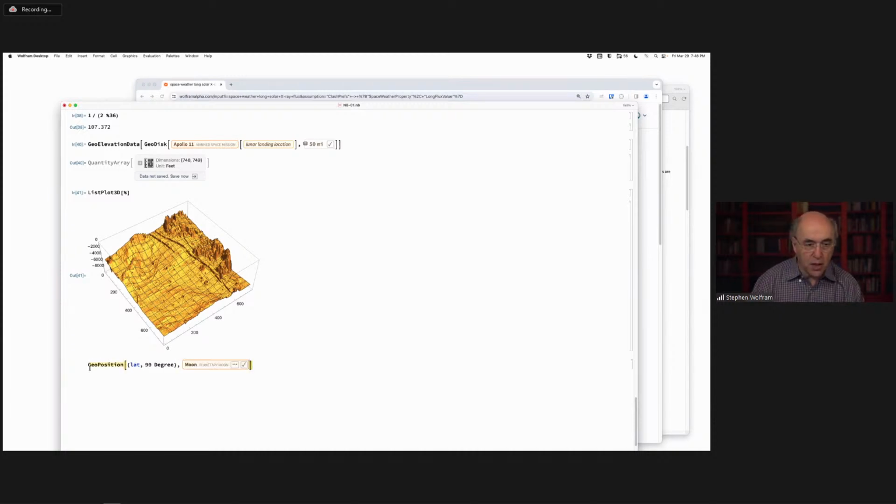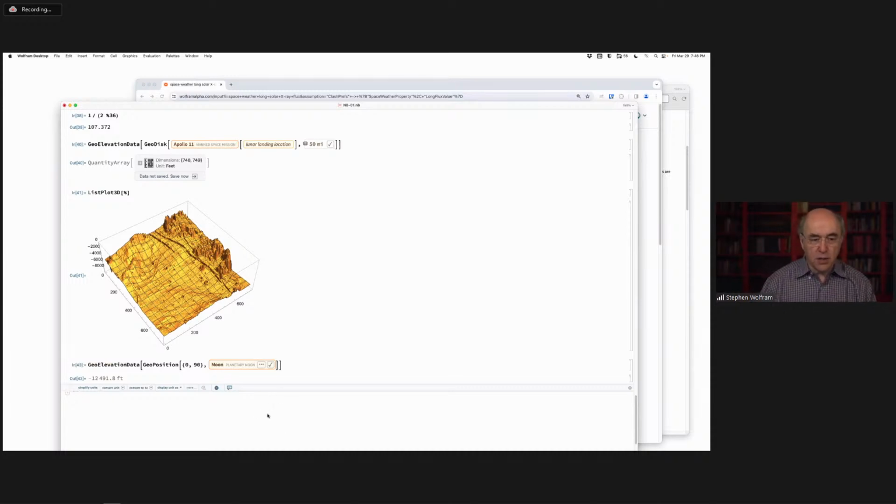And then we want to say, so let's just check that this works. So 0 degrees, actually, I don't want 90 degrees, I just want 90 there. 0, 90, this would be on the equator of the moon, okay? Let's see if we can compute the geo elevation of that position on the equator of the moon.